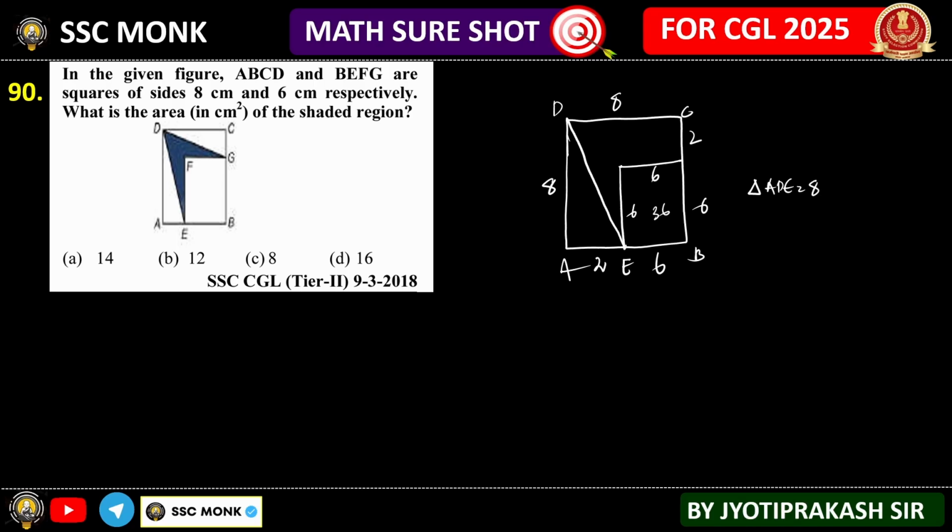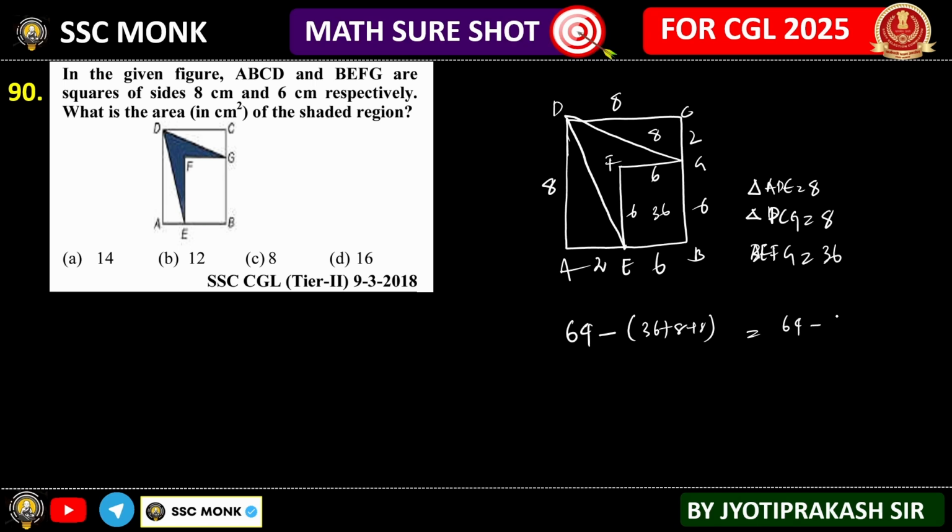This part is 36. And this remaining, now in this triangle, it is also 8. So this is also 8. So triangle DCG, it is also 8. BEFG is equal to 36. Total value is equal to 64. So 64 minus 36 plus 8 plus 8, that is equal to 64 minus 36, 28, 28 plus 8 plus 8, 44 is equal to 12 centimeter square. Option B is the right answer.